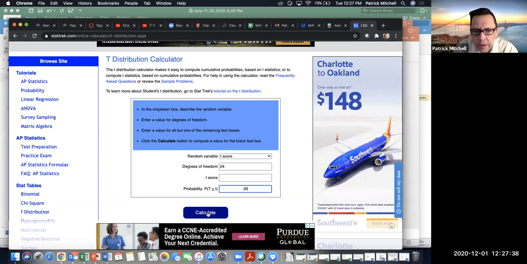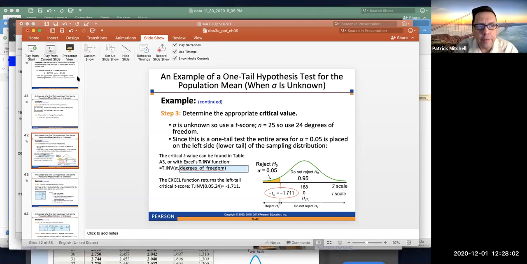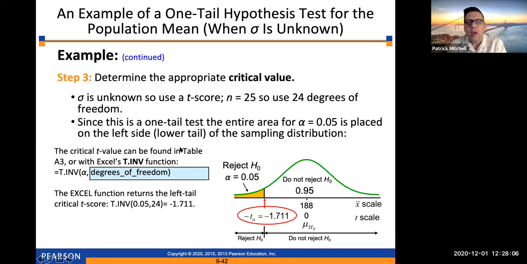And then when I hit calculate, it fills in that t-score, negative 1.711. So however you want to do that is up to you. Again, to find a critical t-score, I think the easiest way is just to use table A3. Just remember you have to be careful with your sign. If you're doing a left tail test, remember to put a negative sign in front of the score from the table. Okay. So you can see our rejection region there.